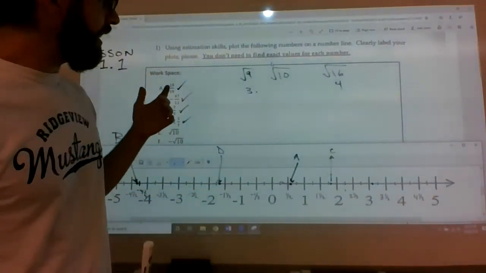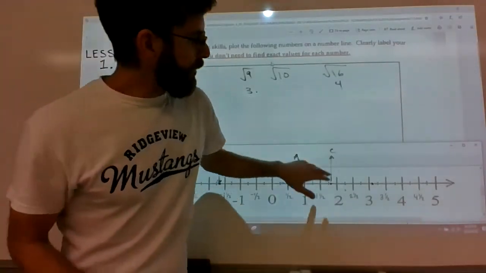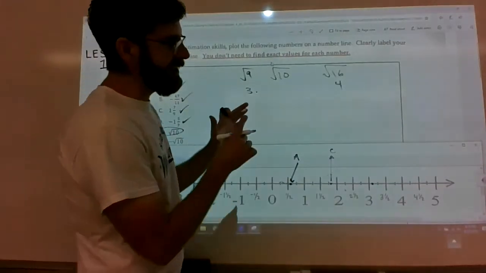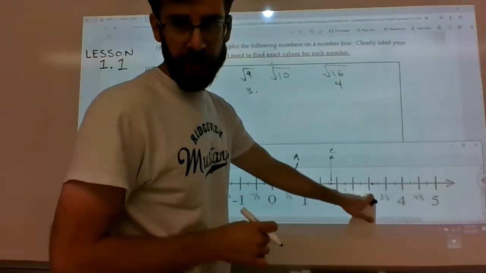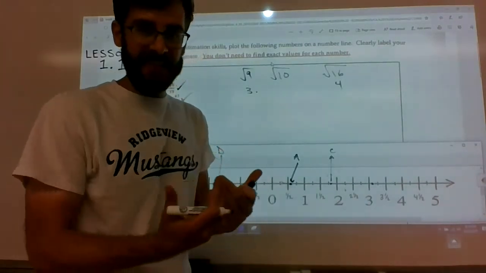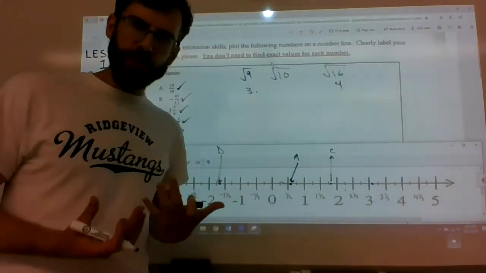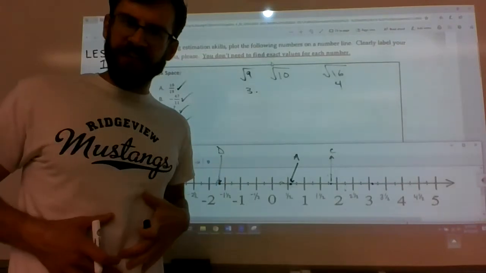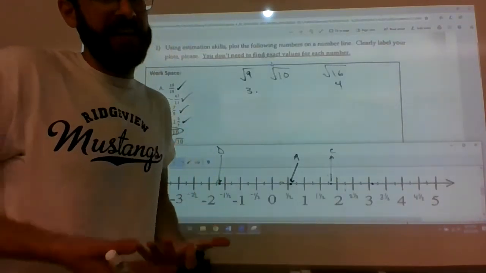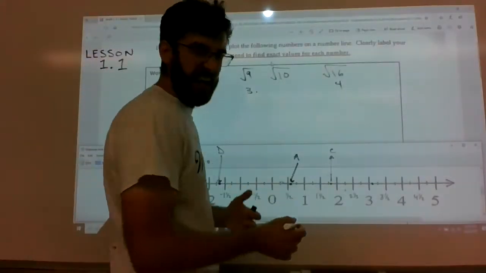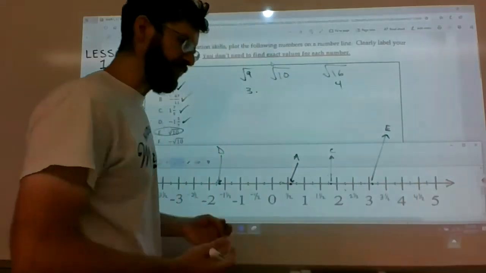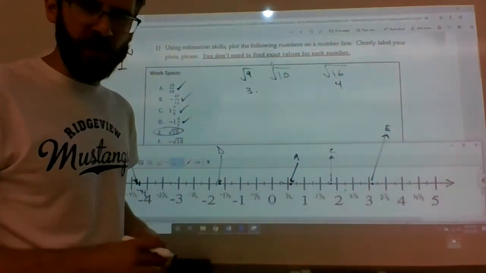So I was talking about how letter E, root 10, is just a little bit more than 3. We can't say with absolute certainty that it's less than 3.25, but our intuition, just our gut feeling, tells us it's probably like 3.1. It's probably not getting a lot bigger that way. And I think that's good enough for this lesson. So it's somewhere around 3.1-ish.